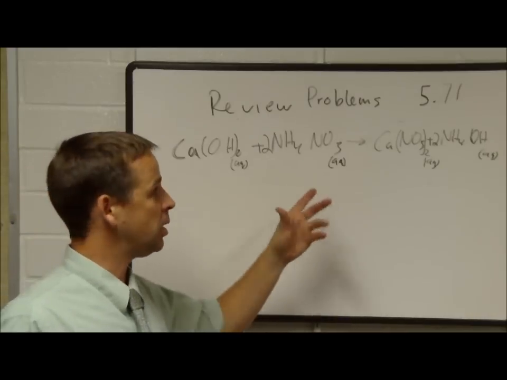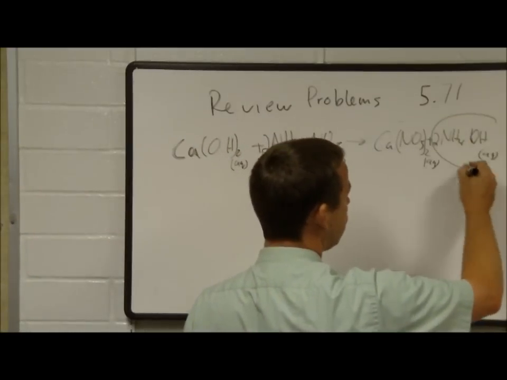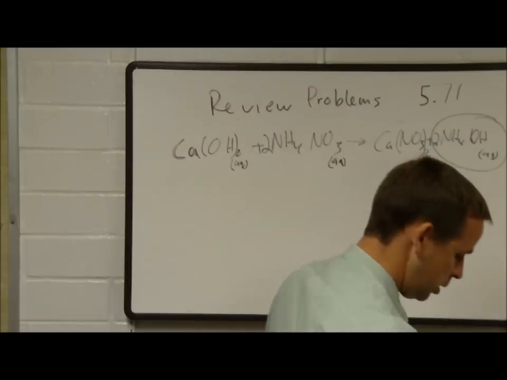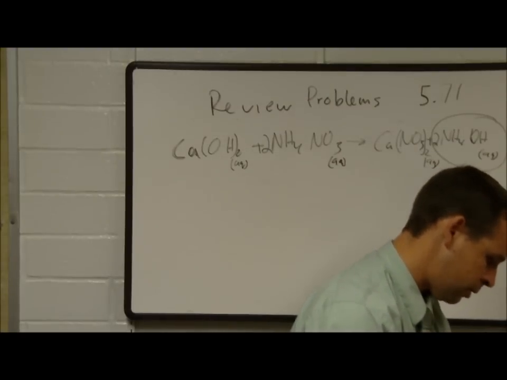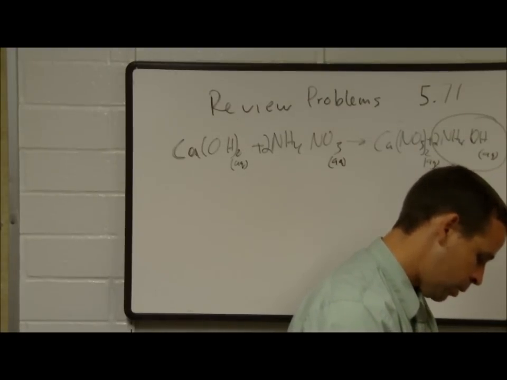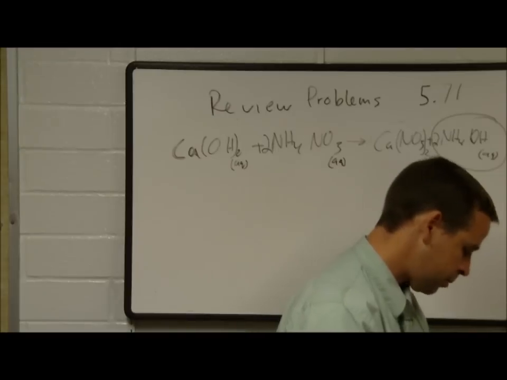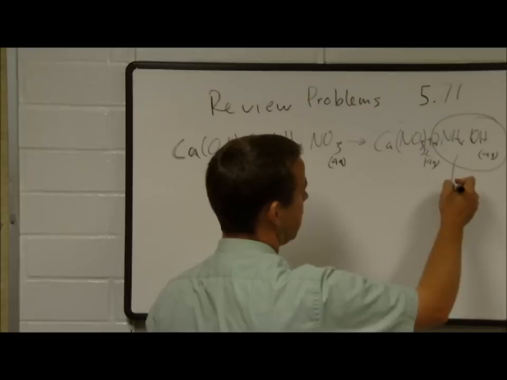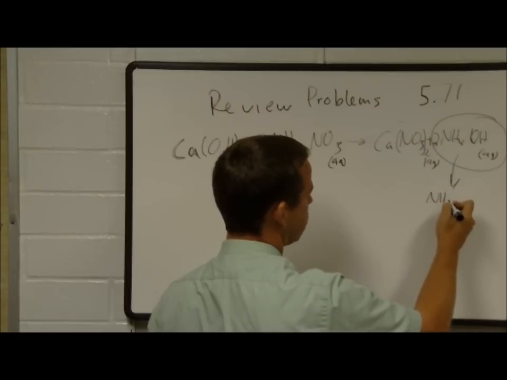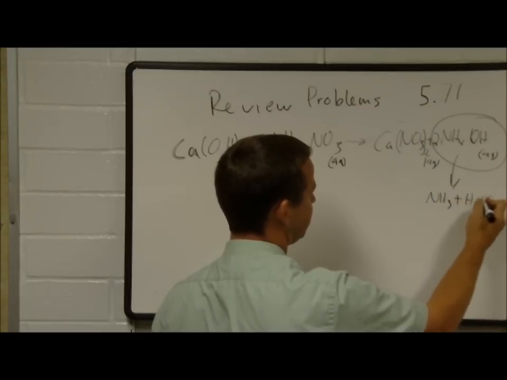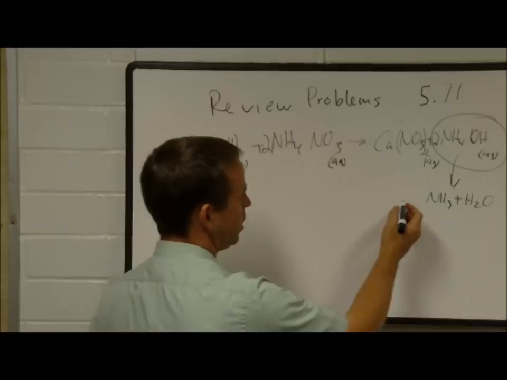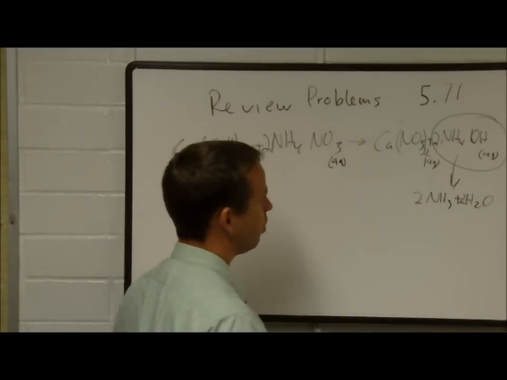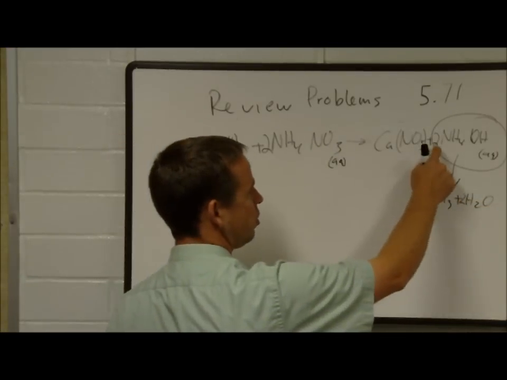There's no reaction here. But we have to remember that NH4OH, ammonium hydroxide, and we go back to page 170 or 181, we see that when we form ammonium hydroxide, then the ammonium salts will produce ammonia and water. All right? So this will break down to form NH3 and water. And it's going to give us two NH3s and two waters because we have a two up here.